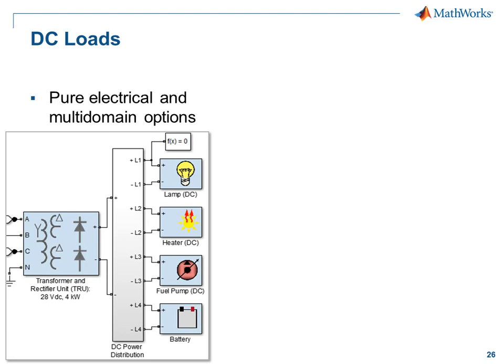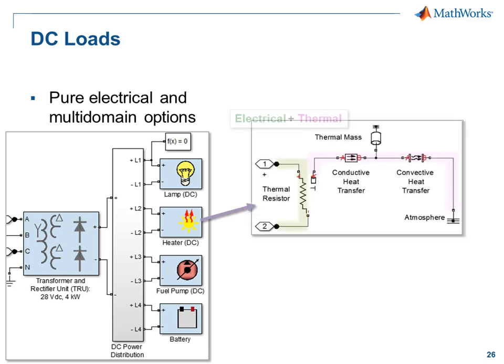Now we'll look at some of the options we have for modeling DC loads. We can create models that include pure electrical and multi-domain options. Our DC network includes the transformer rectifier unit, as well as lamps, heaters, fuel pumps, and a battery. A variant that we have created looks at the integration issues that could result when the effects from these other domains are included. Our heater includes an electrical and a thermal network to integrate how the behavior of this component varies as the temperature changes.